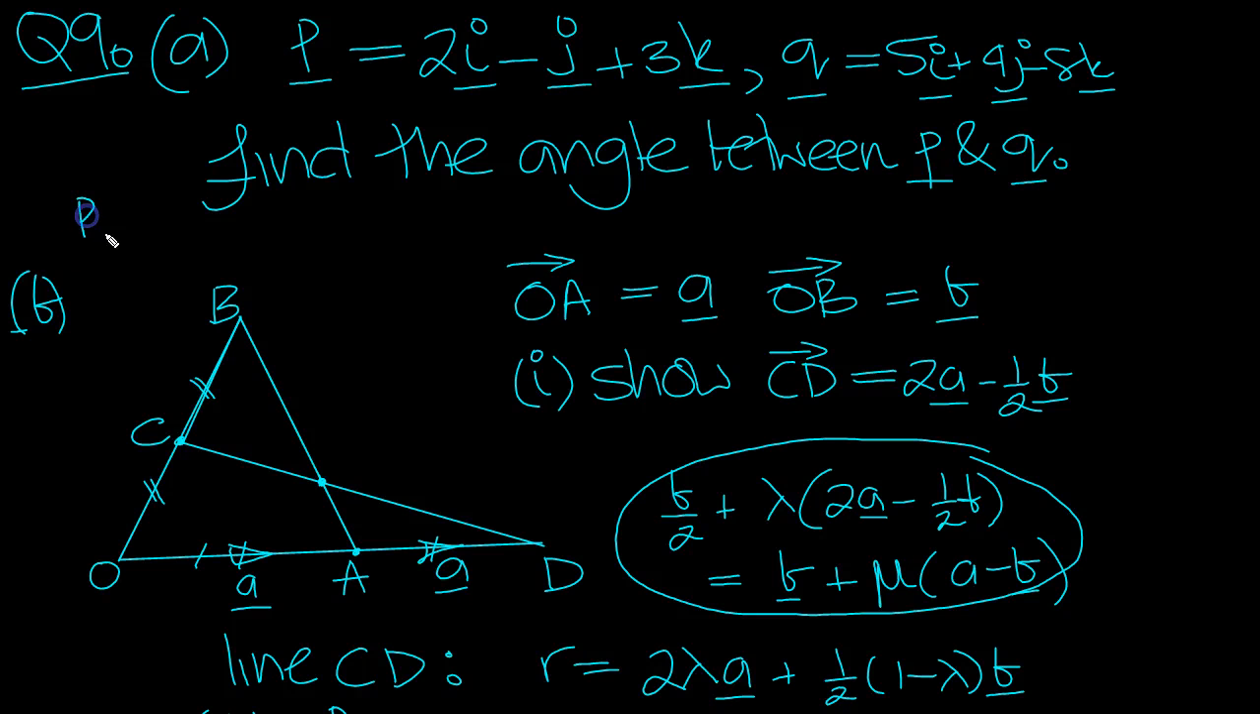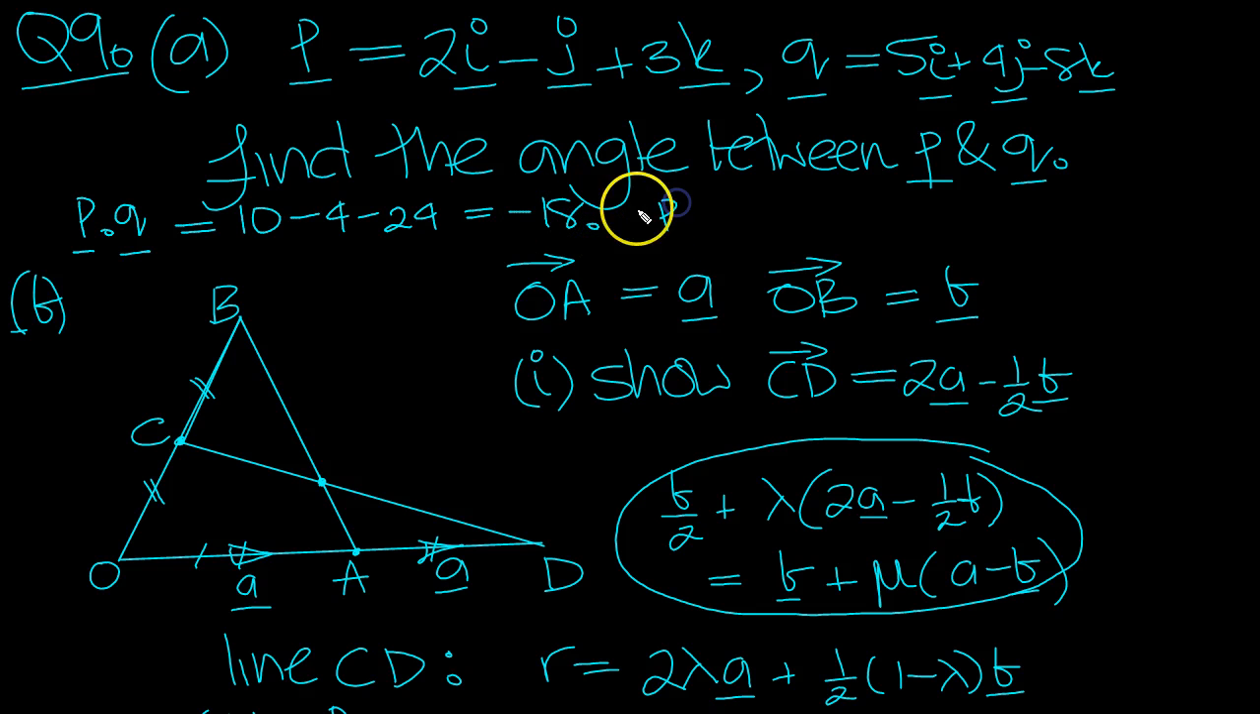So let's do P dot Q. I'll squeeze it in here. So it'll be 2 times 5 is 10. Minus 1 times 4 is minus 4. And then 3 times minus 8 is minus 24. 10 minus 28 is minus 18.